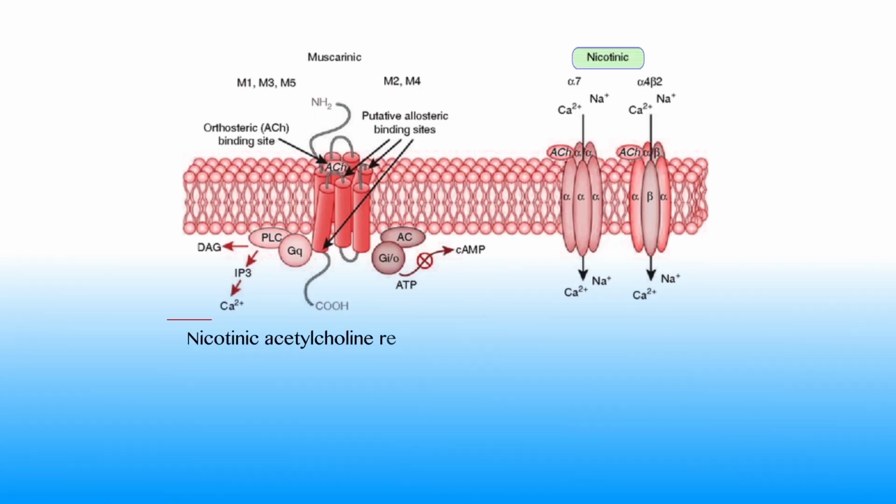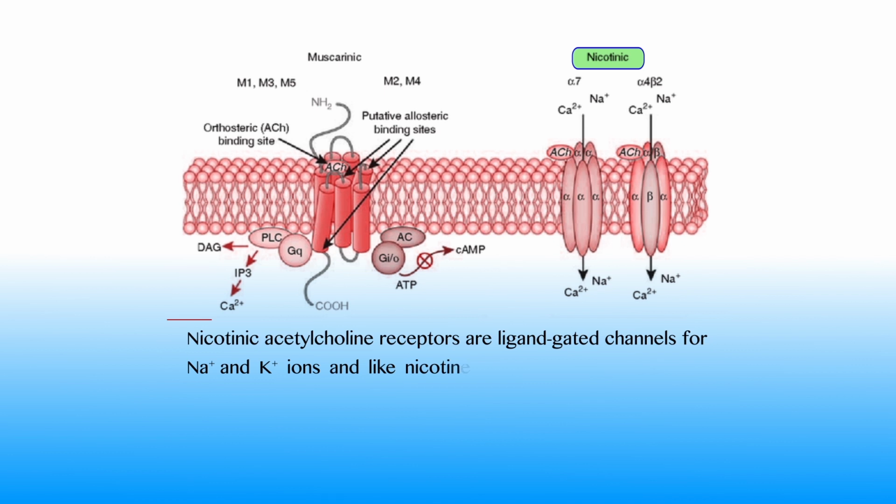Acetylcholine is a neurotransmitter that is recognized by a diversity of receptors and produces different kinds of responses. The synapses that have receptors for acetylcholine neurotransmitters are called cholinergic synapses. Acetylcholine receptors are of two types, that is nicotinic acetylcholine receptors and muscarinic acetylcholine receptors. Nicotinic acetylcholine receptors are ligand-gated channels for sodium ion and potassium ions, and like nicotine, they cause fast excitatory responses that last for only milliseconds.